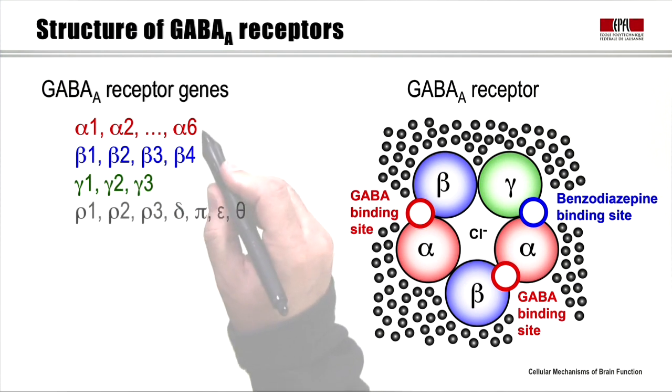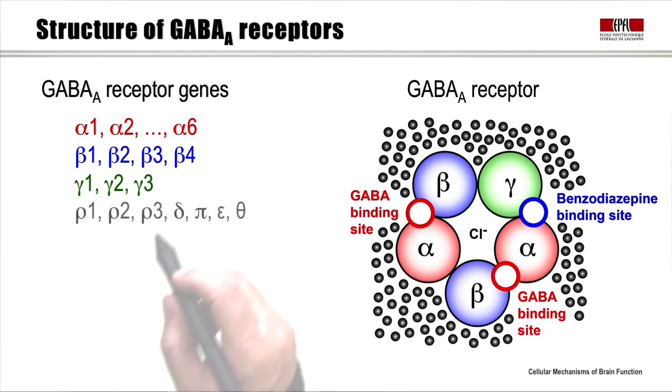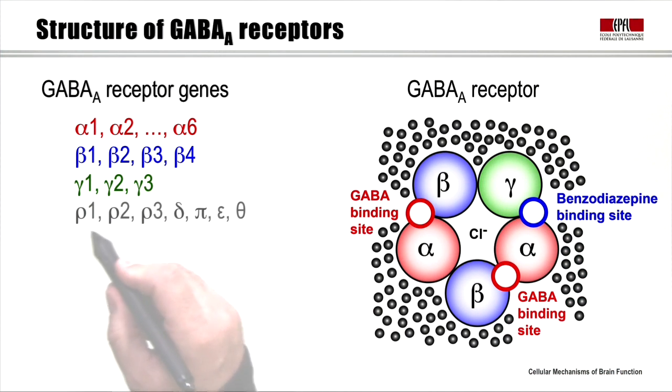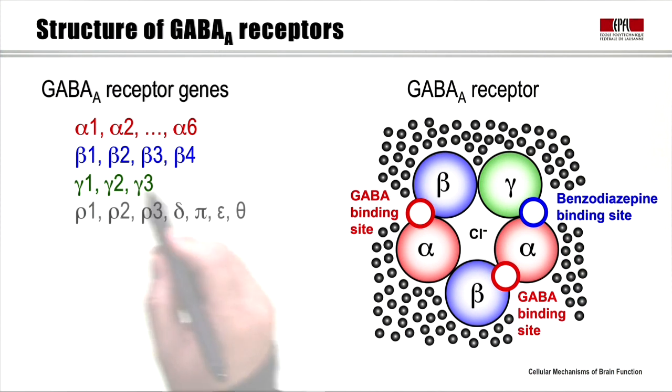So there's an alpha, beta, gamma, rho, delta, pi, epsilon, and theta type of GABA-A receptor genes, and in general, most GABA-A receptors are composed of 2 alpha subunits, 2 beta subunits, and a gamma subunit. And the gamma subunit can also be one of these rho or other ones in gray.